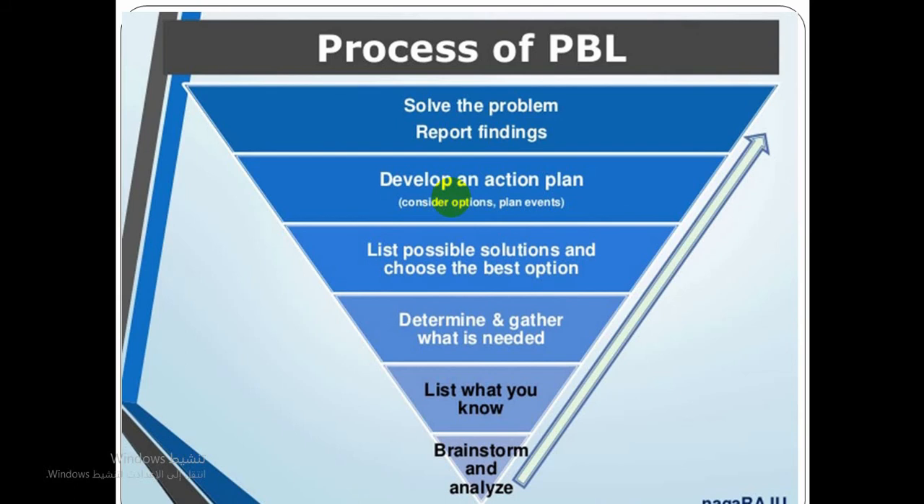What is the process of problem-based learning? As you see in this slide, we have a diagram of the process of problem-based learning. Firstly, brainstorm and analyze: list what you know, determine and gather what is needed, list possible solutions, and choose the best option. Develop an action plan, so consider options, plan events, solve the problem, and report findings.